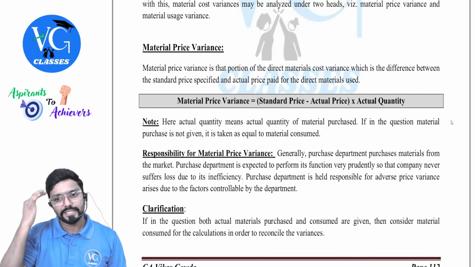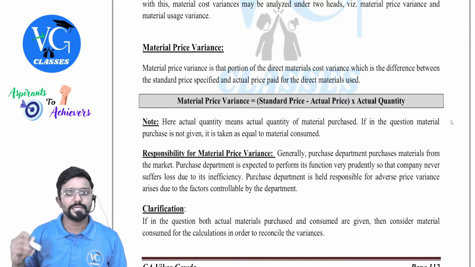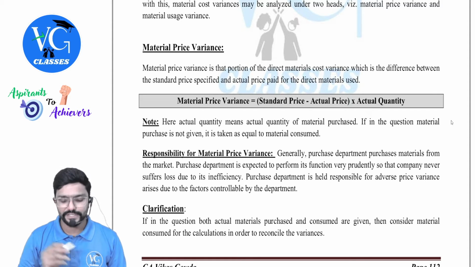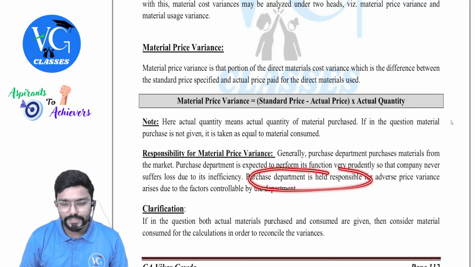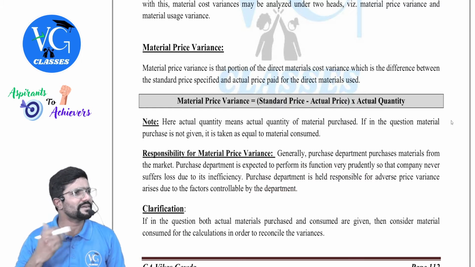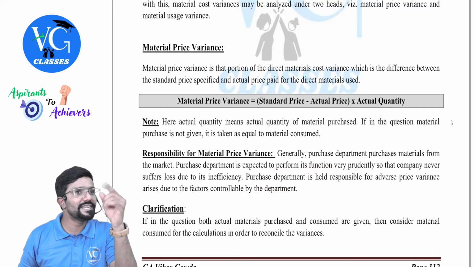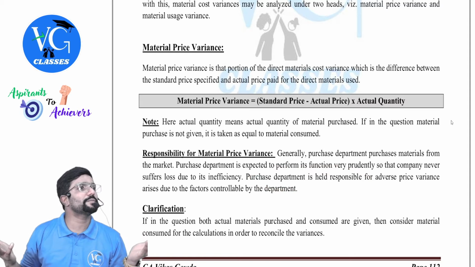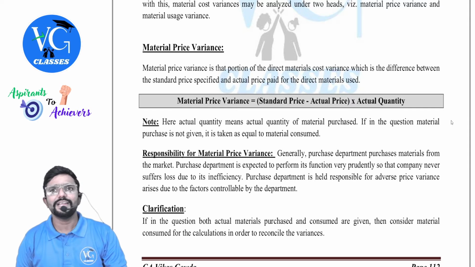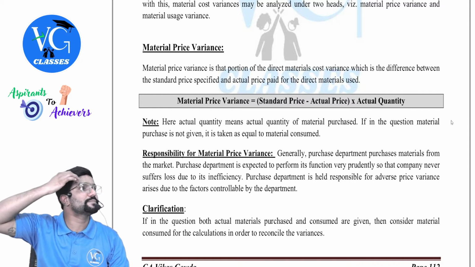Generally, the purchase department purchases the materials from the market. The purchase department is expected to perform its function very prudently so that the company never suffers loss due to inefficiency. The purchase department is held responsible for adverse price variance that arises due to factors controllable by the department. Clear? Because they are the ones who will pick the suppliers and decide the price. You better pick a better supplier who can supply the same material at a better price. Clear? We have discussed the purchase procedure in the material chapter.